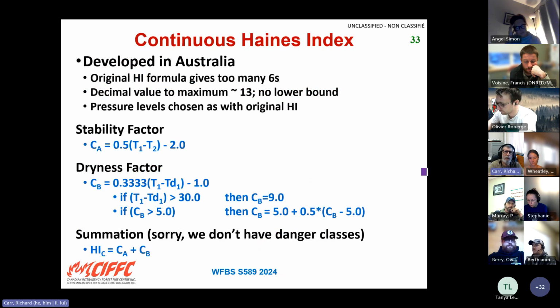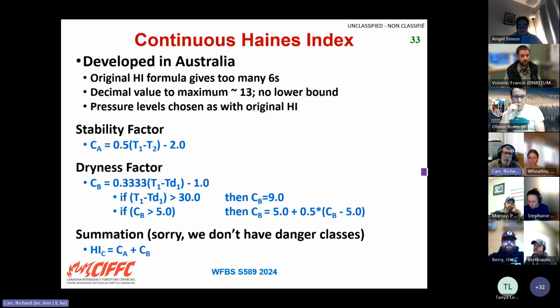So the Australians tried it out and they thought, well, this isn't very useful. We're always getting 6s. So what can we do to kind of stretch out the scale a bit? So they did rework the formula a bit. Got a maximum value of 13. It is a decimal. There's no lower bound, but once it gets below a certain point, well, stable is stable. So from a fire perspective, if you get a low value, it doesn't matter if it's +2 or -6 or something, it still indicates extreme stability.